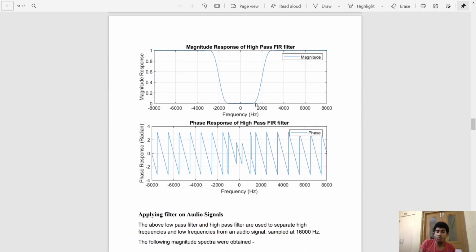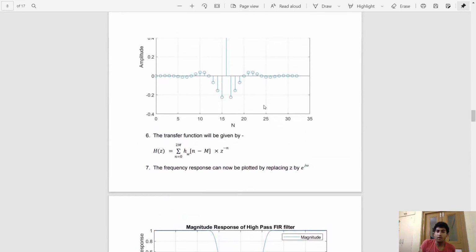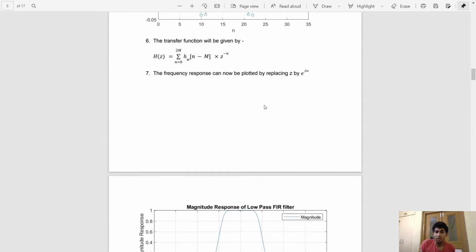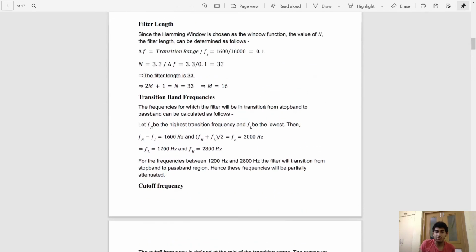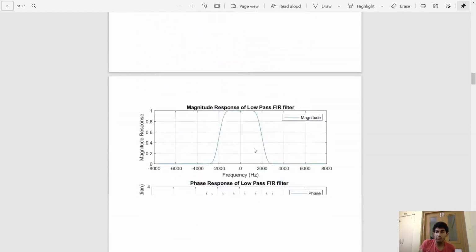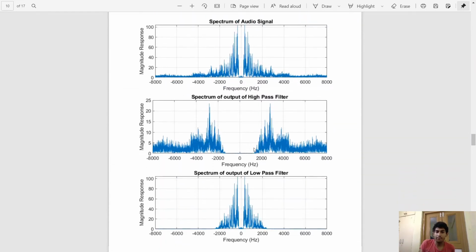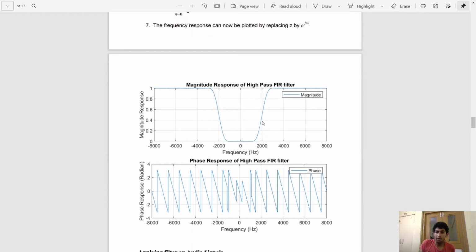Again, you can see that from 1200 to 2800 hertz, the filter is transitioning from the stop band to the high band.